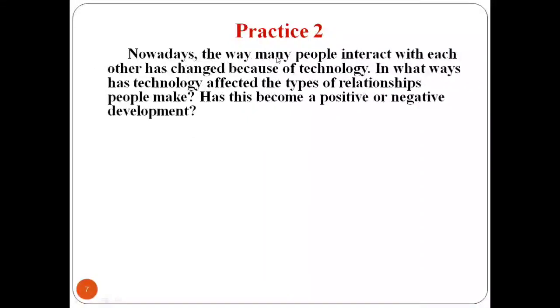Nowadays, the way many people interact with each other has changed because of technology. In what ways has technology affected the types of relationship people make? Has this become a positive or negative development? So the way people interact with each other has changed due to technology. The first question is, in what ways has technology affected the type of relationship, their mutual bonding or understanding that people have with each other?